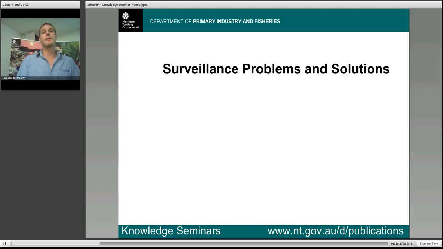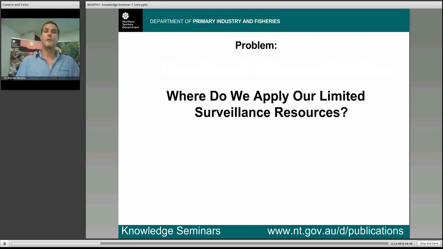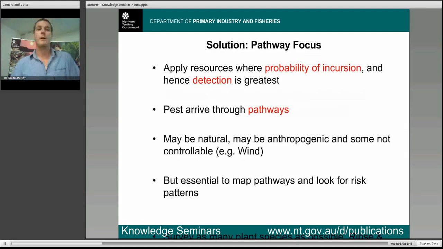So let's get on to the stage of talking about surveillance problems and what I think are some of the solutions to them. The first one, and this should always crop up when we're talking about surveillance, is that we always have limited resources. So we need to understand, if I have limited resources, where am I going to apply them to get the maximum benefit from them? So what I think we should be doing is applying resources where the probability of incursion and hence detection is greatest.